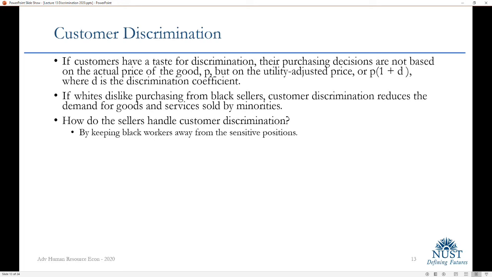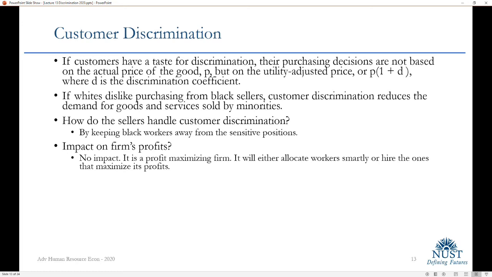So if the shop is located in an area where this kind of discrimination prevails, then the customer will feel that he's paying a higher utility adjusted price if he has to deal with the black worker. So if the black worker is working in the background in the store or something, then it would be okay, because the customer will be dealing with the white worker, or of the same race. Then the employer can adjust the positions of the workers to avoid this kind of problem.